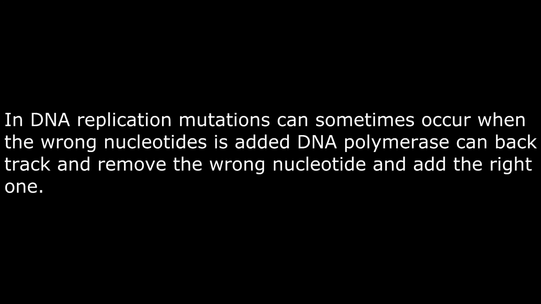Let's review what we've learned. 1. The enzyme DNA helicase unzips the DNA double helix. 2. In DNA replication, mutations can sometimes occur when the wrong nucleotide is added. DNA polymerase can backtrack and remove the wrong nucleotide and add the right one. This makes it able to proofread its work.